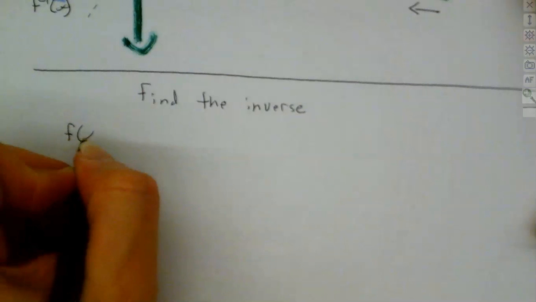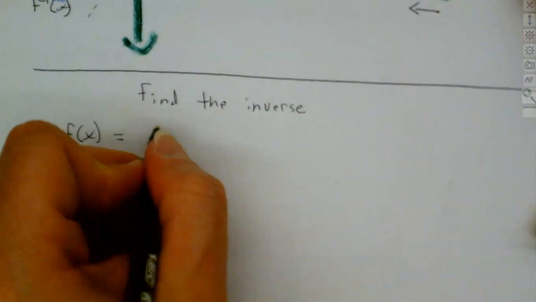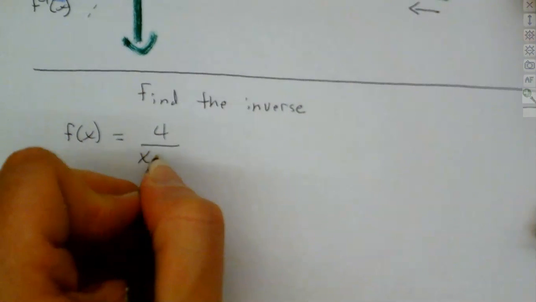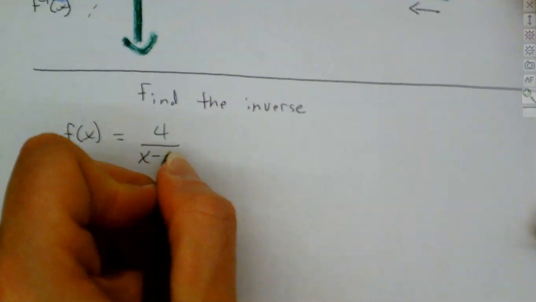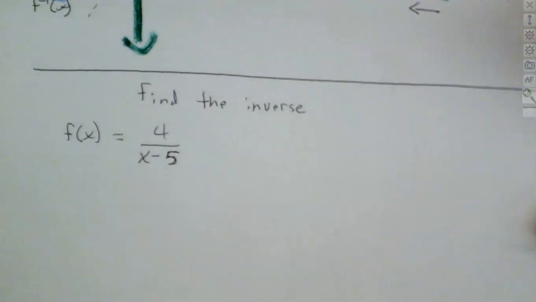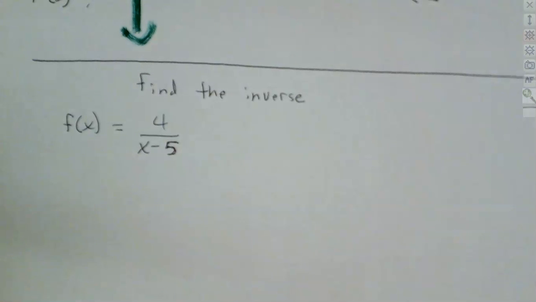How about we have f of x equals 4 over x minus 5. Does it have an inverse? Yes. What doesn't have an inverse? Squares. And squares sometimes can have an inverse if they give you a specific domain. But this one has an inverse.